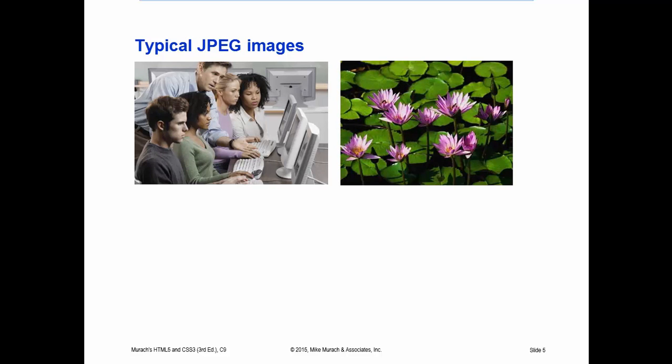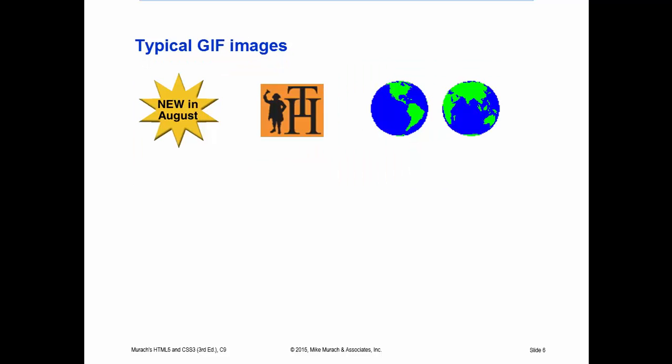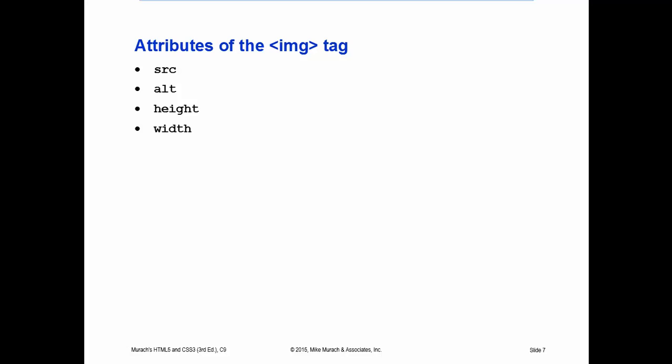Here are some JPEG images, and ideally what you see there is the clarity of the images. Here are some GIFs. The clarity isn't as much. They're much simpler. Now, if you use an image tag, this is the way that you should do it.